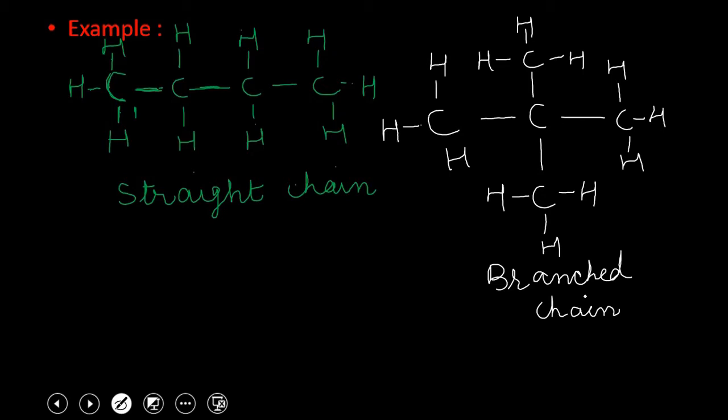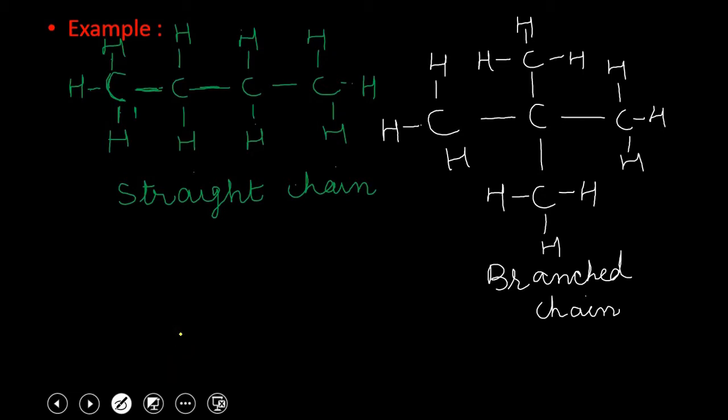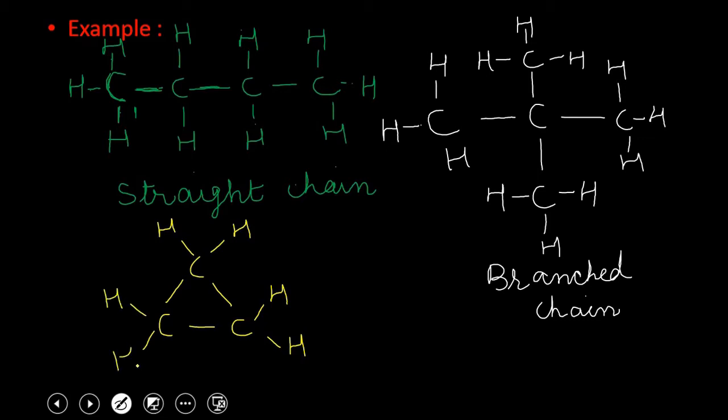So I want to show you here rings of different sizes. So I'm just taking one example. I'm taking a ring of 3 carbon atoms. So I have taken 3 carbon atoms here. Again, this carbon will be attached to 2 more hydrogen atoms to make it tetravalent. Similarly, all the carbon atoms will be attached to 2 more hydrogen atoms to make it tetravalent. So this is a ring of 3 carbon atoms.